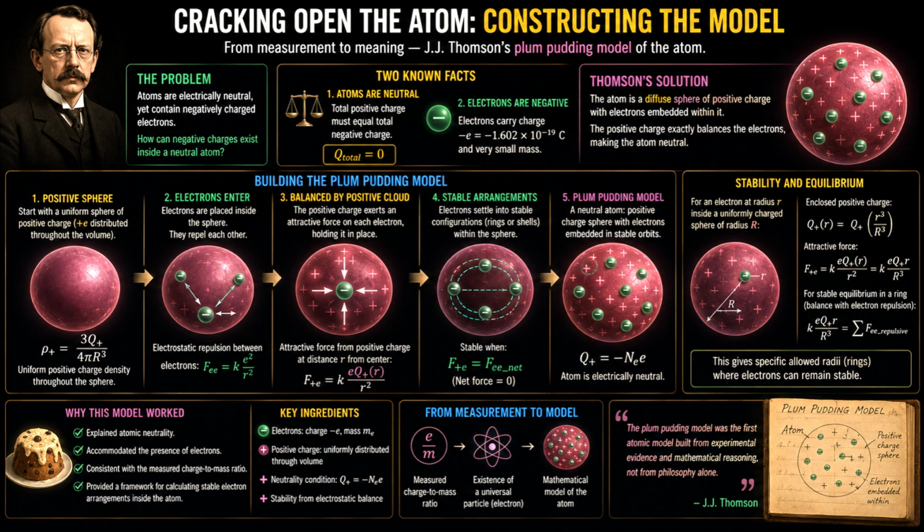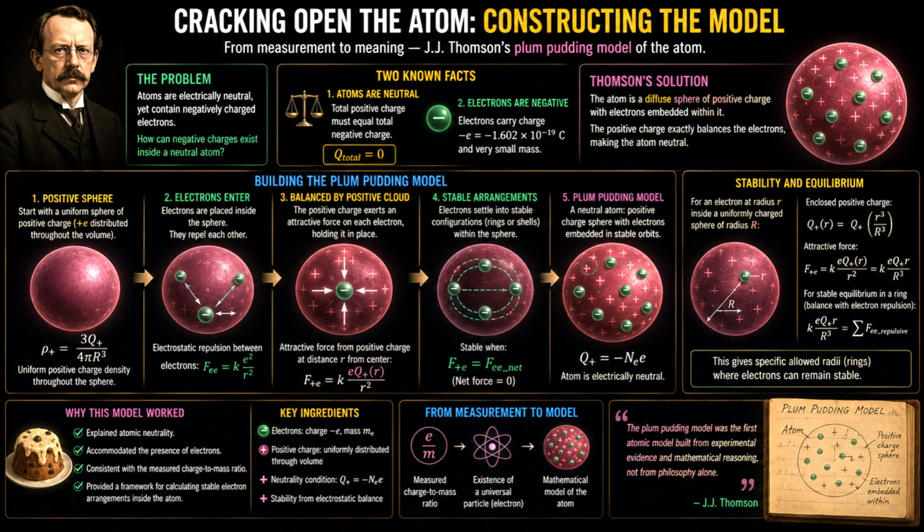Discovering a particle is one thing. Explaining how it fits inside a neutral atom is another. Thomson needed a model consistent with two known facts. Atoms are electrically neutral overall, and electrons carry negative charge. His solution was to propose that the bulk of the atom's mass and positive charge was spread out as a continuous, diffuse sphere, almost like a cloud, with electrons distributed throughout it in stable configurations, balancing the positive charge exactly.